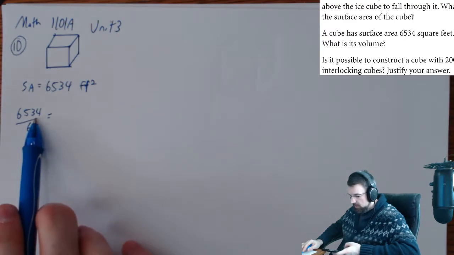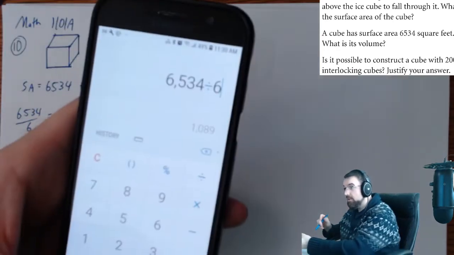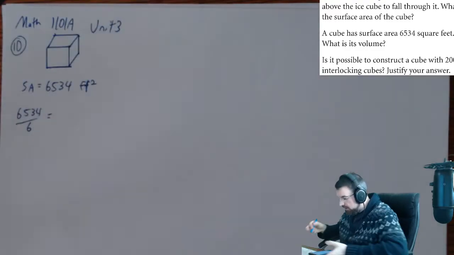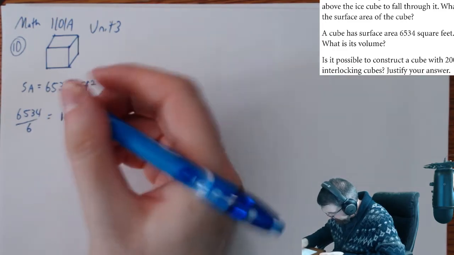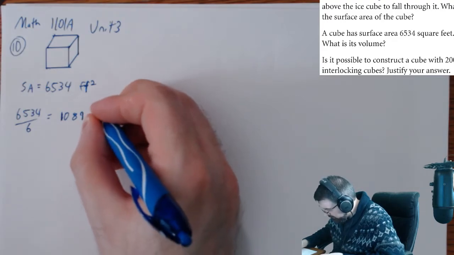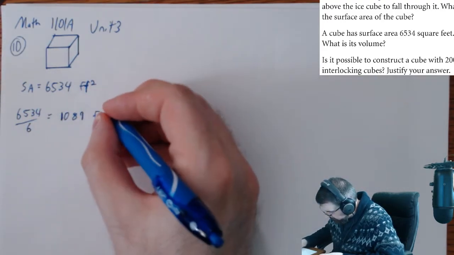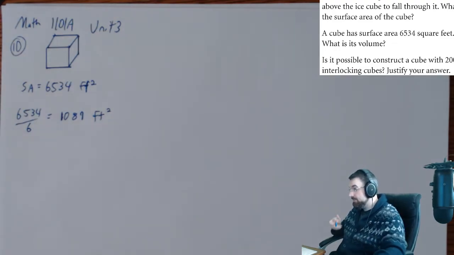So this should be 1,089. 6,534 divided by 6 is 1,089. Would you look at that? I figured it out very slowly in my head, then even more slowly on calculator. All right, so it's 1,089 feet squared is the area of each of the faces.